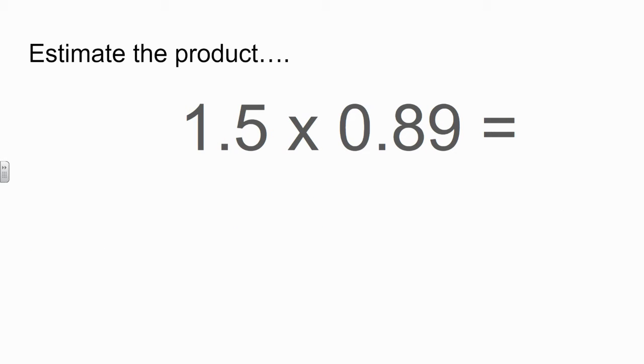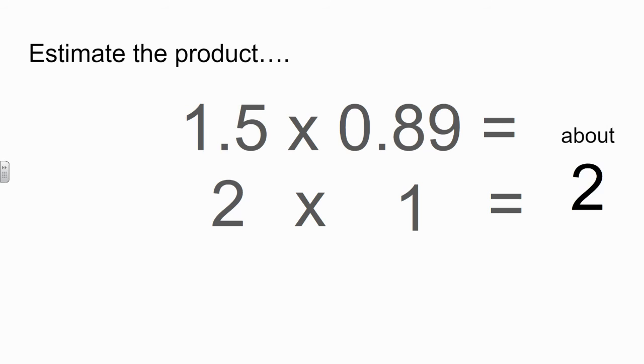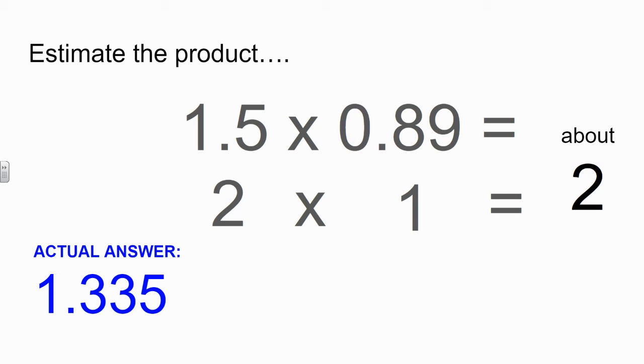Let's take a look at this one. A quick estimate, 1 and 5/10, well, that's about 2. And 0 and 89 hundredths, that's about 1. 2 times 1, that's 2. So I know that the actual answer is going to be about 2. If I use a calculator, that's the actual answer, 1 and 335 thousandths, which is definitely close to 2.